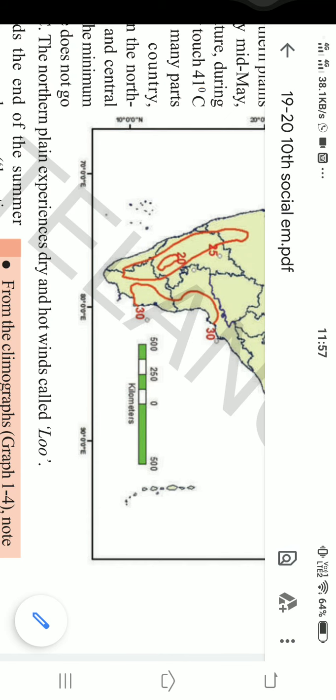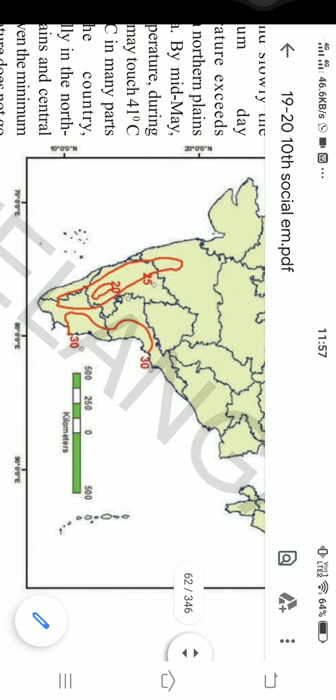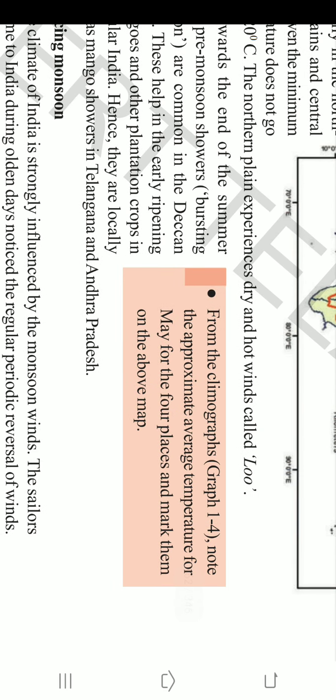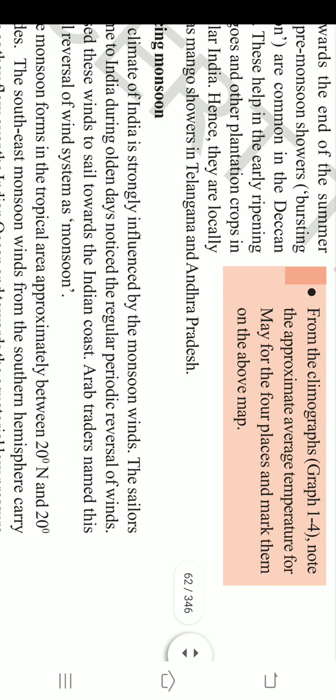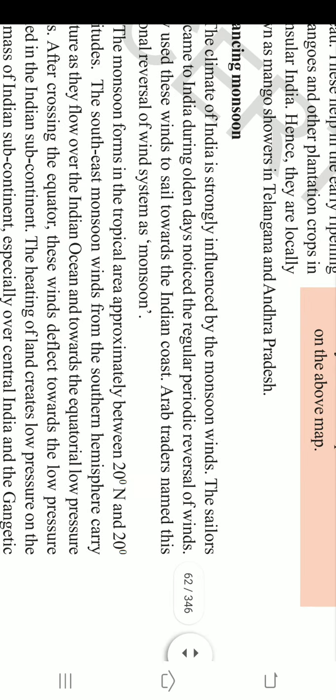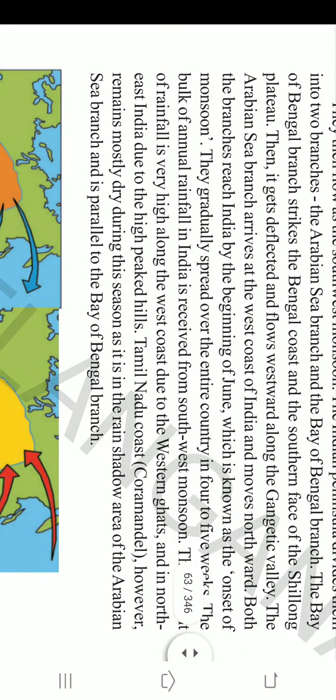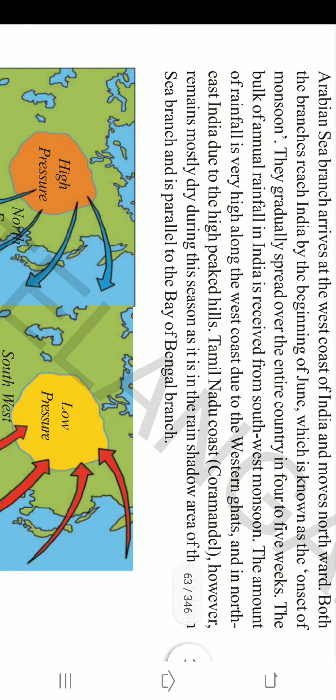When the southwest monsoons blow, there won't be rainfall at the Coromandel coast of Tamil Nadu, right? Here we see that as the rain does not take place on the Tamil Nadu coast, it is called a rain shadow region. So there is no rainfall at the Coromandel coast of Tamil Nadu.